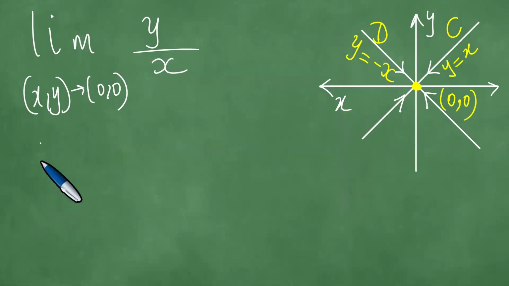Right, so we need to evaluate the limit of y over x as x and y tend to 0 and 0. Now, we can approach the origin in several ways, and we're going to perform limits along curves. We're going to approach the origin along, for example, curve C, and we can approach the origin along curve D, either from above or from below.